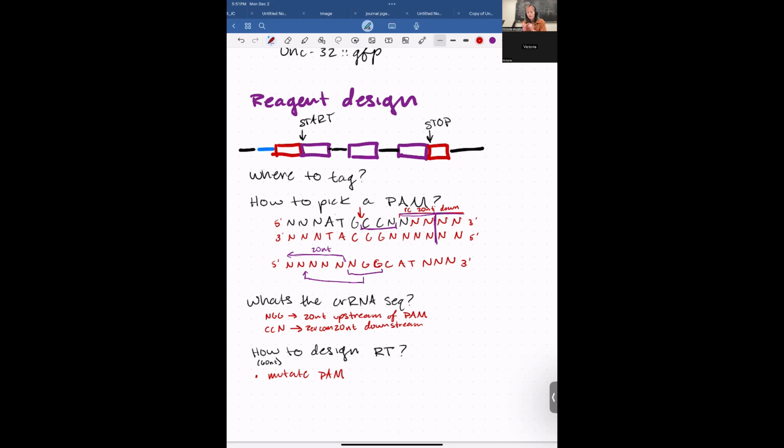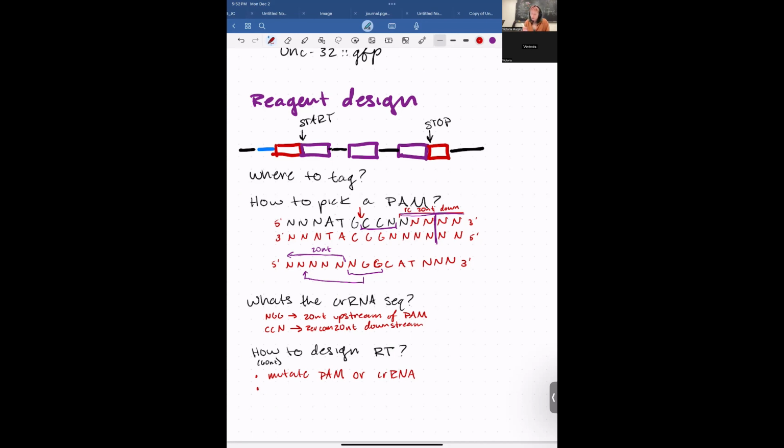So when we design the repair template, we try to mutate the PAM. If this is not possible, meaning any change that we would make to the PAM would disrupt the amino acid sequence of the protein, then we may choose to mutate the sequence of the CRISPR RNA to prevent binding. We do this because if the PAM or CRISPR RNA are changed, then Cas9 cannot continue to recognize and cut that same region of DNA, which might result in unwanted mutations.